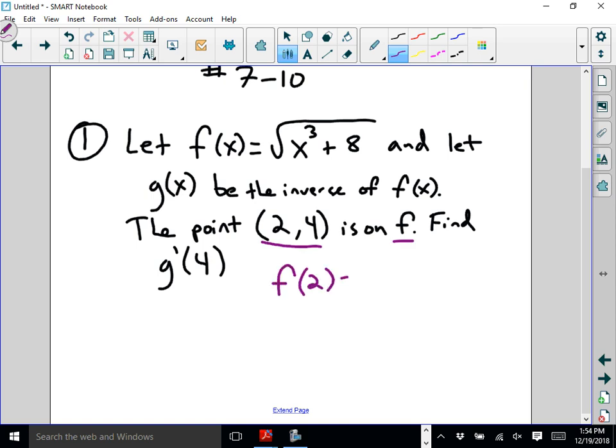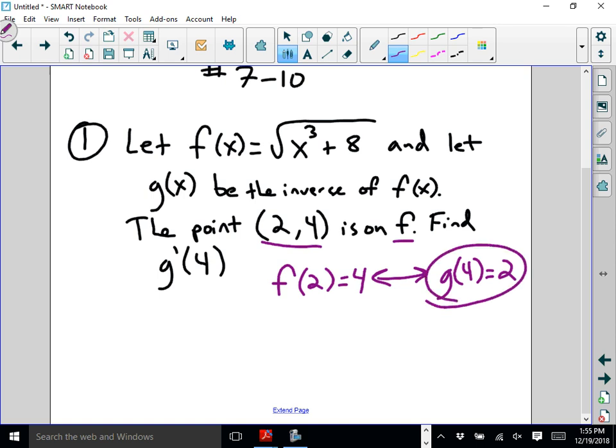So what I want you to think about is, what would that corresponding point be on the graph of g? Well, we know inverses just have our x's and y's flipped. So we know that g of 4 equals 2. That's our corresponding point. This is obviously very important because we're looking for g prime of 4.